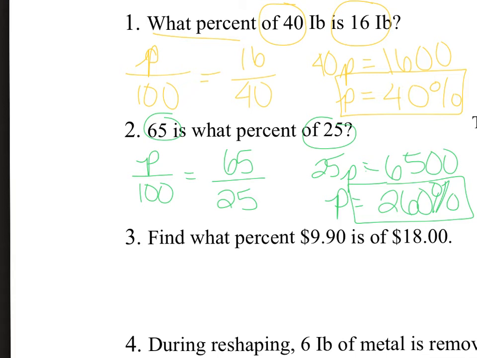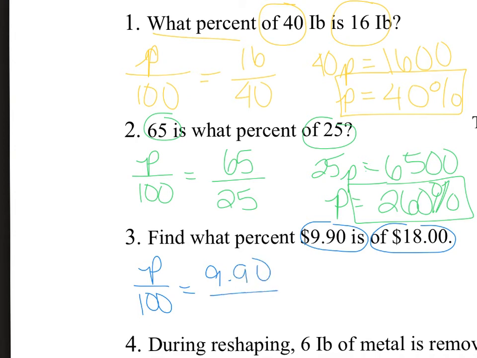Find what percent 990 is of $18. So percent over 100 equals, so 990 is our part, 18 is our whole. So 990 over 18. And we're going to solve this. So I have 18p equals, and you're going to do 100 times 990. Okay, divide that by 18. And p equals 55%.